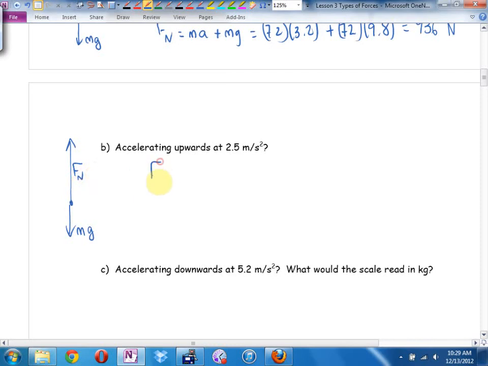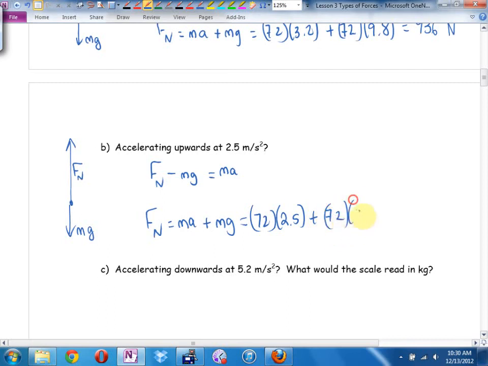In fact, I get the same equation as I had in the previous one. I get winner minus loser equals MA. Don't memorize the equation, though, because I can come up with a million variations. Memorize or understand how to do a good free body diagram, Newton's laws, and you can go winner minus loser and derive the equation. Normal force is going to be ma plus mg. It's going to be 72, this time the acceleration is 2.5, plus 72 times 9.8.